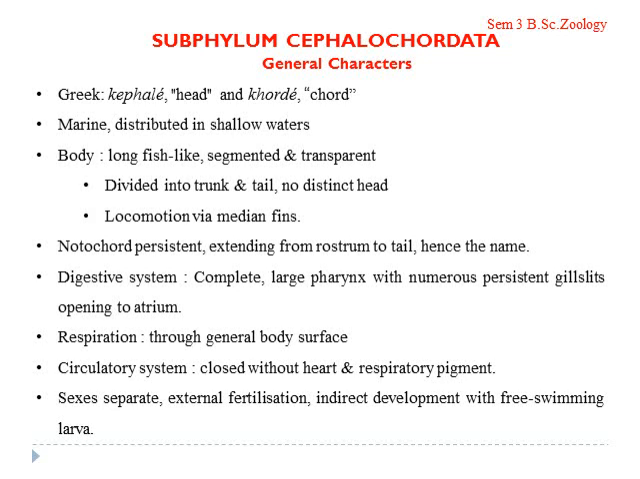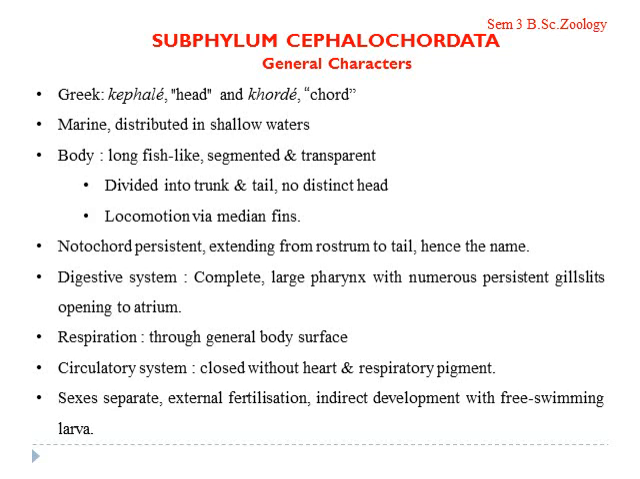Then regarding the different organ systems, the digestive system, the alimentary canal, is complete, and the pharynx is large, perforated by gill slits opening into the atrium, just as we have found in the case of urochordates, and they are filter feeders, just like we have seen in the case of ascidians. Then respiration is brought about through the general body surface. They don't have any special organs for respiration.